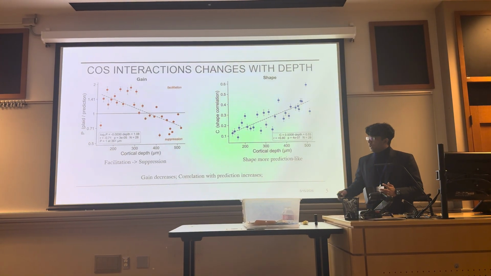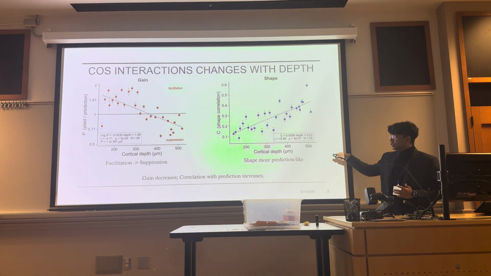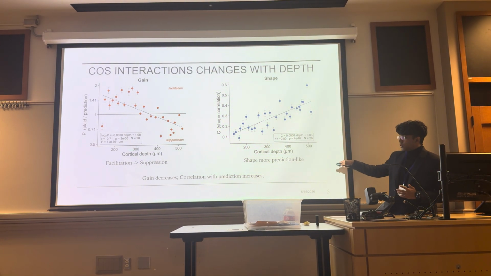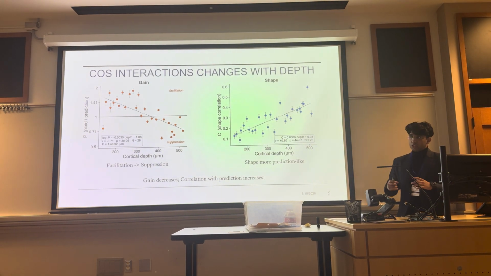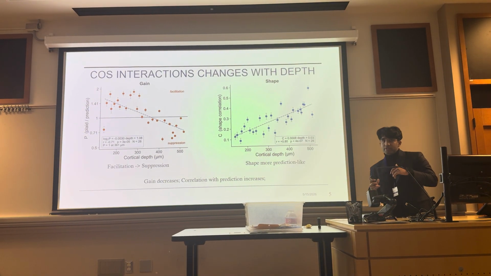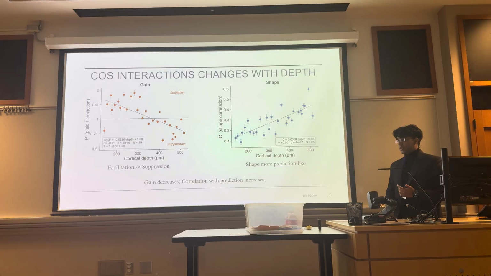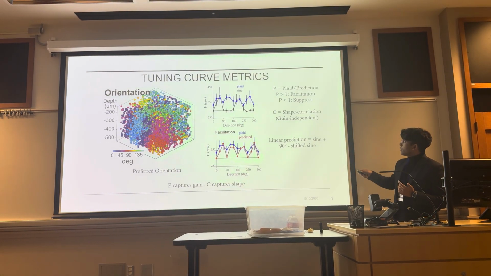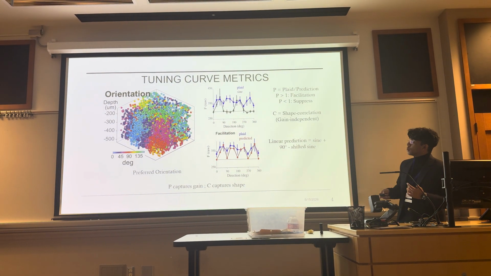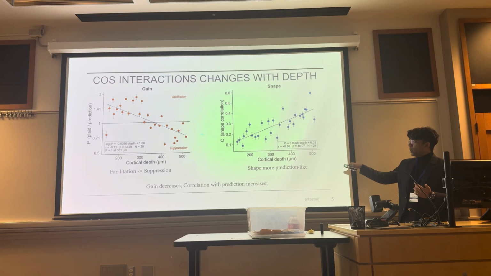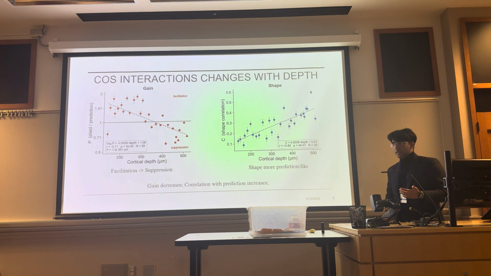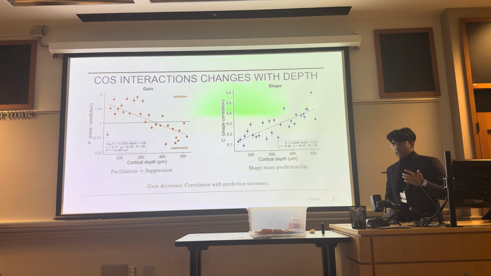And so what we see here is a strong negative correlation when we take p versus cortical depth. And so what this means is, at shallower depths, we see something called facilitation, which means that, as we can remember from the formula, the plaid is greater than predicted. And as we go deeper, then we have suppression, which means that the predicted is greater than the plaid.